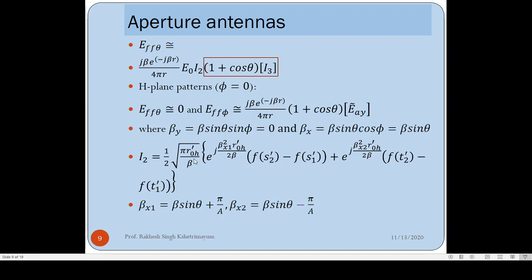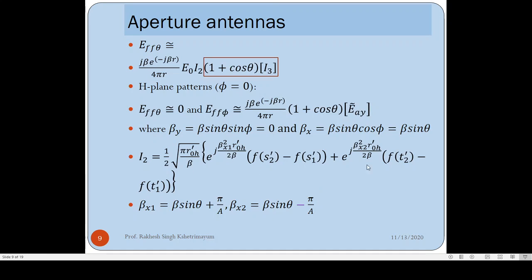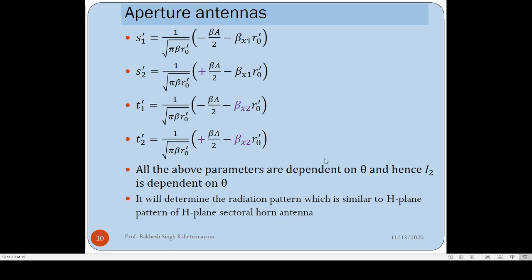So let's look at the I2. I2 has an exponential term, then this f function here. So beta x1 will now become beta sine theta plus pi by 2. Beta x2 will become beta sine theta minus pi by 2. In that case, these exponential terms are dependent on theta now. This exponential term is also dependent on theta. How about this S2, S1 dash, S2 dash, T2 dash and T1 dash? Since beta x1 and beta x2 are dependent on theta, these terms are also dependent on theta. Hence, I2 is totally dependent on theta.